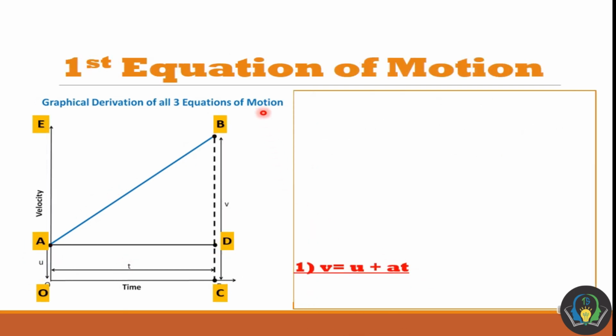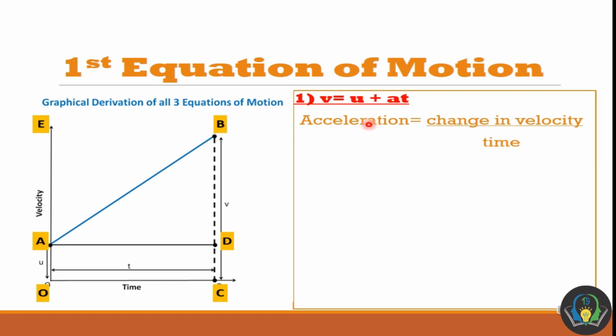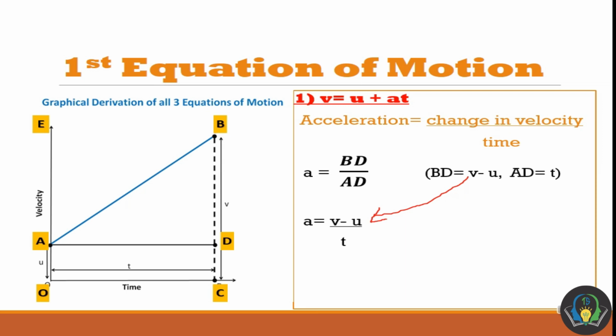First equation of motion, which is v equals u plus at. We will begin the whole derivation with the common acceleration formula, which is change in velocity upon time. Here, where is the change taking place? As you can see, slope AB is the place where the change is taking place. So a equals change, in the BD section, upon time, that is AD. Now BD will be v minus u, as we have discussed, and the value of AD will be t. So we will substitute into the equation, and we shall get v minus u upon t.